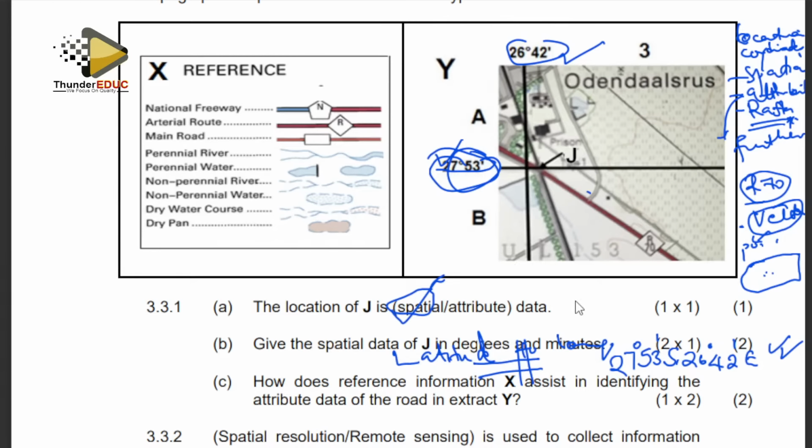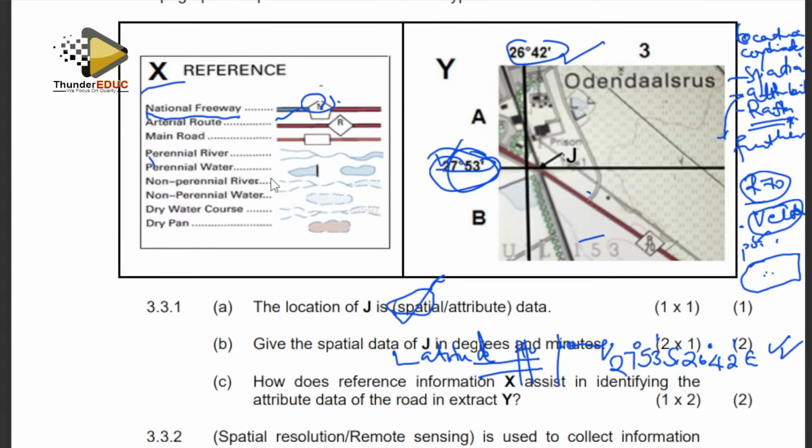Okay, part C. It says, how does reference information X, where is X? This one here. How does reference information X assist in identifying the attribute data of the road in extract Y? When you look at this, at X, we have the national route. How do we see the national route? You see it in this color and there should be an N, which does not exist here. All right, the arterial route is this color with an R there. Can you see that?